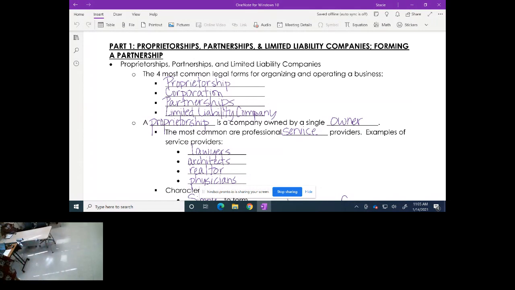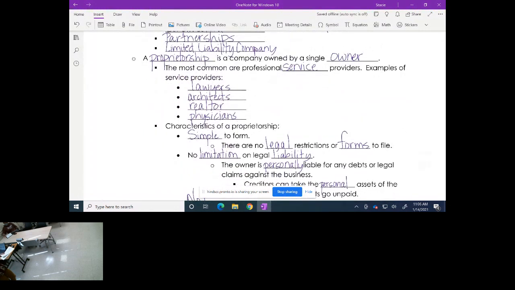All right, so the four most common types of business entities: proprietorship. That's what we did all first accounting. That was the only thing we really looked at. This semester we'll look at corporations, partnerships, and limited liability companies. You'll also hear me call them LLCs. That one's next chapter, so we won't get too in depth about it. There are some basics you'll learn in this chapter.